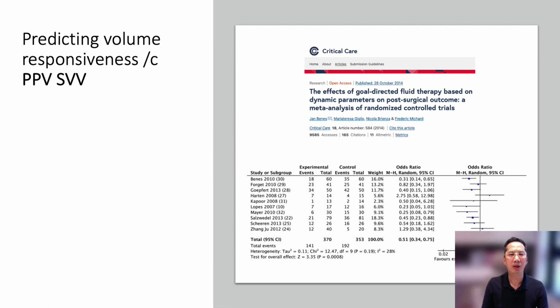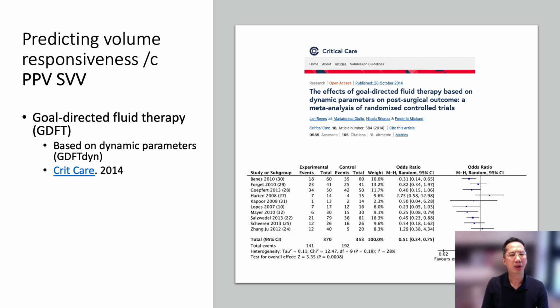So let's take a look at the recent evidence of the prediction. First is one study published in 2014. It's not really a recent study. They used the dynamic parameter as the goal to direct the fluid therapy.